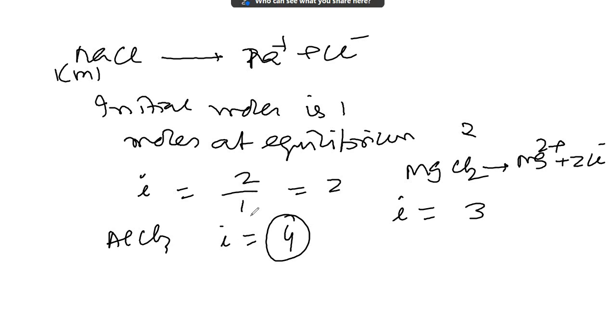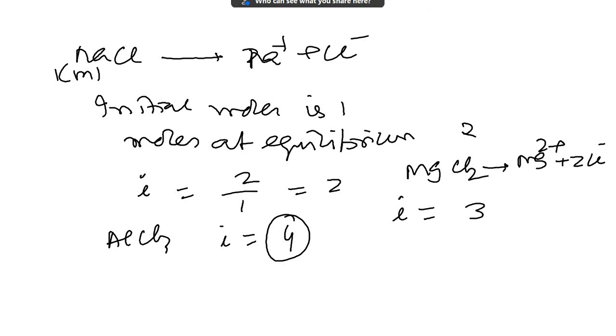So the more the value of i, the more the observed value will be than the expected value. Hence observed lowering of vapor pressure will be more than the expected lowering. Depression in freezing point will be more than expected. Elevation of boiling point will be more than expected. And molecular weight of AlCl3 will be less than expected.